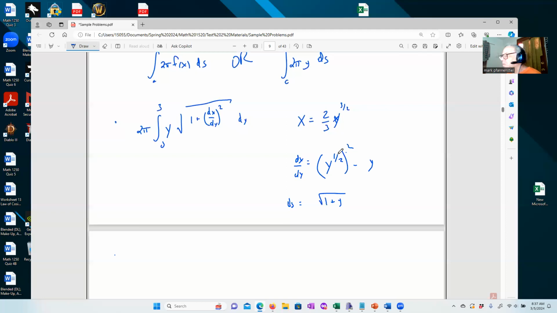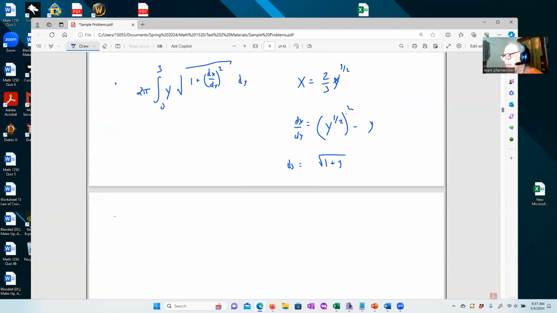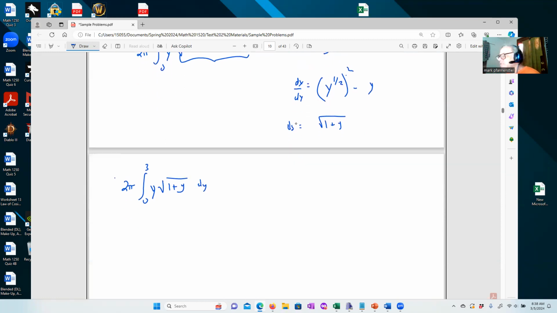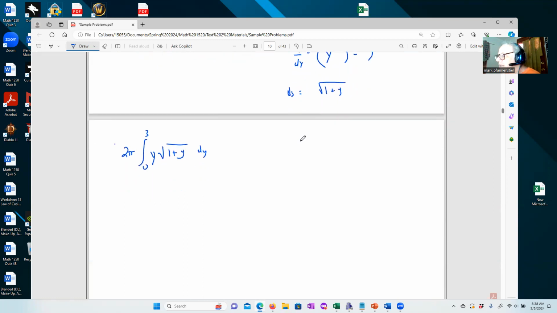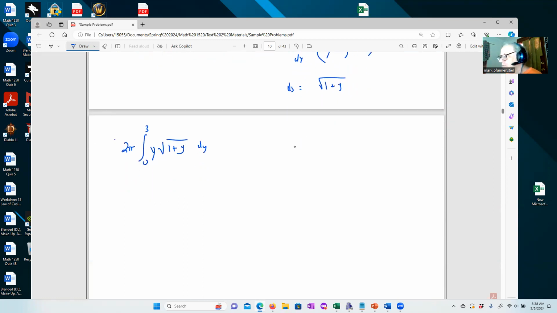All right, so that's the whole business there. Now I'm going to go back and plug it back into this formula over here. Okay, so we're going to have our 2 pi, 0 to 3, y square root 1 plus y. Now, you may not have seen this trick. We teach this trick a lot in Elements of Calc 2, actually Elements of Calc 1 a little bit, mostly in Elements of Calc 2. We teach this trick a lot when you have linear terms times other exponents.